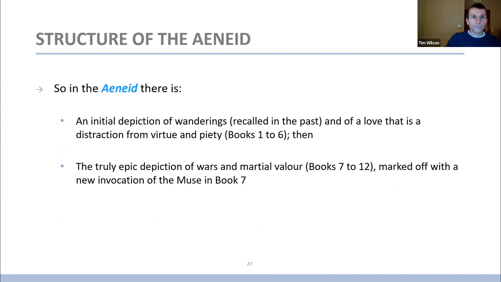So in the Aeneid, there's an initial depiction of wanderings recalled in the past, and of a love that is a distraction from virtue and piety. And then the truly epic depiction of wars and martial valor, marked off by a new invocation of the muse in book seven. It's so clearly delineated into two parts. You know how we've talked about Homer's epic and all epics starting with an invocation of the muse. Book seven starts with a new invocation, so it's nicely divided into two almost separate epics.